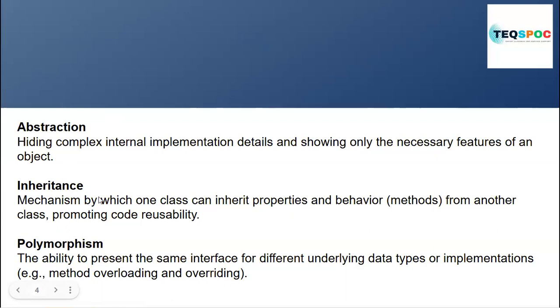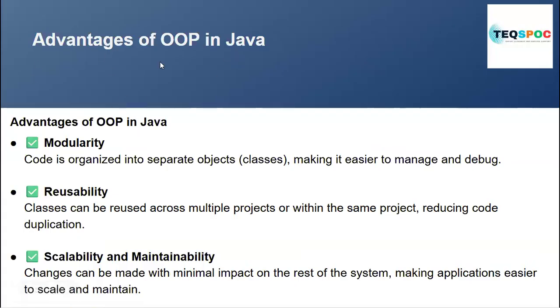Now, what is the advantage of OOPS? The advantage is modularity. Code is organized into separate objects, that is classes, which makes it easier to manage and debug. With the help of the OOPS concept, the code is structured and very easy to use. Reusability: with the help of methods we can reuse the code, and classes can be reused across multiple projects. If one package has class A and another package has class B, we have seen how to create a package and how to use different classes inside different packages. Then we have scalability and maintainability.